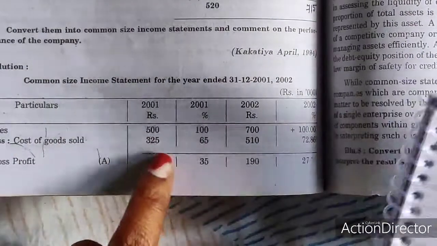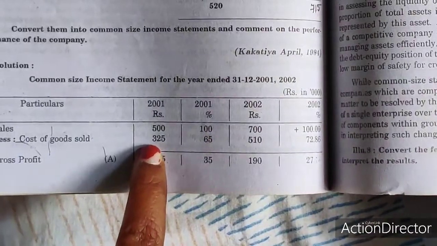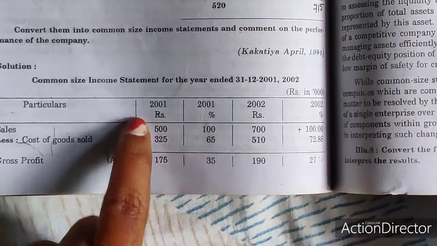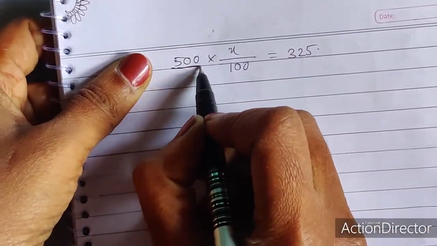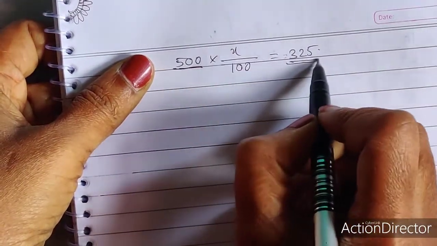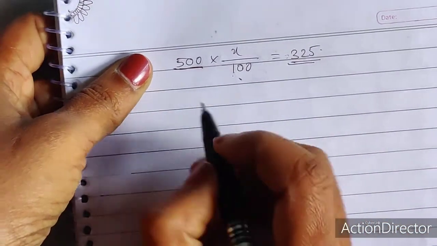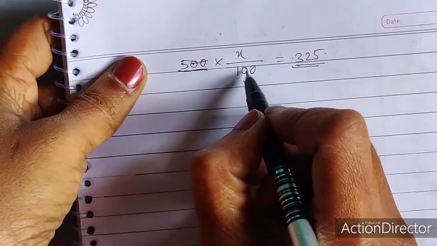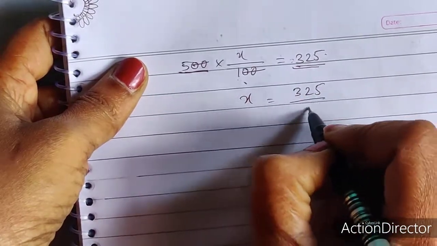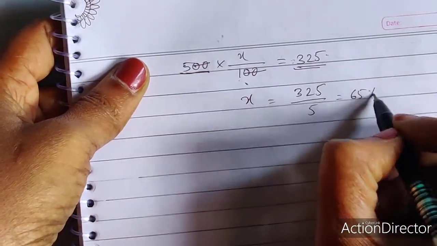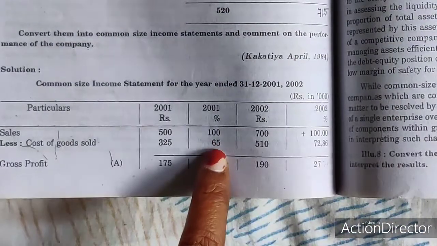Here we have taken net sales as 100%, and we need to find out what is the percentage of this cost of goods sold in net sales. So this is the net sales information and this is the cost of goods sold information, and this is the percentage we have to calculate. So x is equal to 325 by 5, which gives us 65%. So we have to write here, 65%.